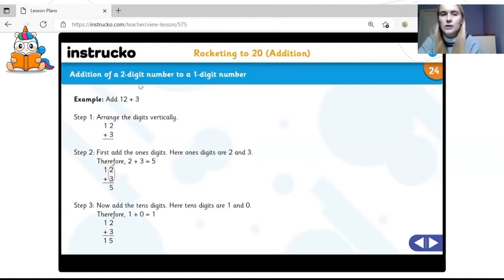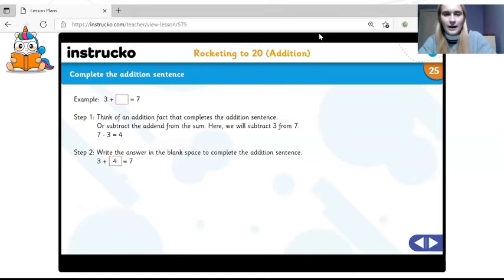And here we've got 2-digit numbers to 1-digit numbers. So adding 12 plus 3, we'll again arrange them vertically. So 12 plus 3, stack them on top of each other. And the 2 plus the 3 equals 5. That goes below those numbers in the column. And then now we have to add the 10's digits. So here the 10's digits are 1 and 0. Therefore 1 and 0 equals 1. So our answer is 15. And this is a way of easily doing calculations when they get more difficult.